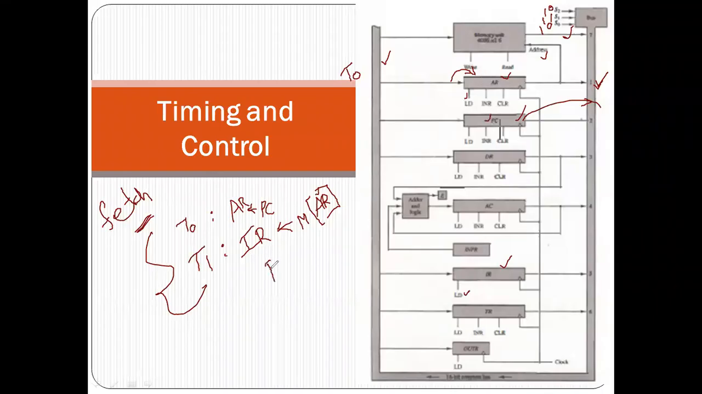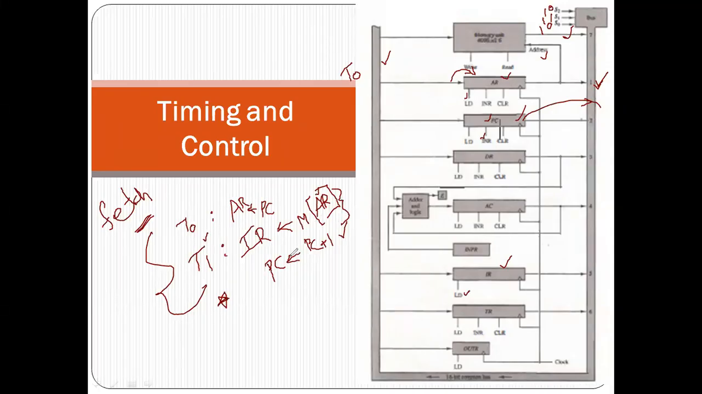Okay, so during T1 itself, during fetch itself, the contents of PC are incremented by 1. This is a very important action, because for incrementing the contents of PC, you just need to activate the increment control of PC. You don't require the common bus. So hence, these two can be completed in a single time sequence, which is T1.